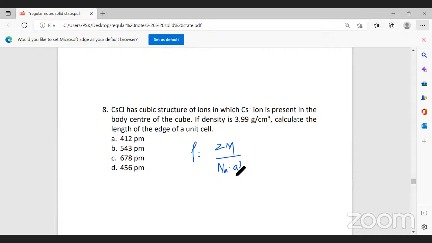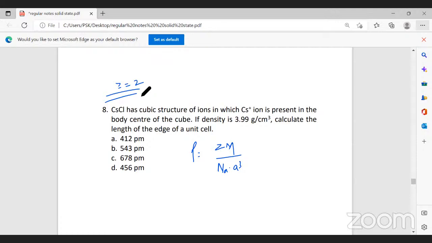Now, is it possible for us to calculate Z? What is Z now? Cesium chloride has a cubic structure, and they say the cesium ion is present in the body center. So in case of BCC, the Z value will be 2.